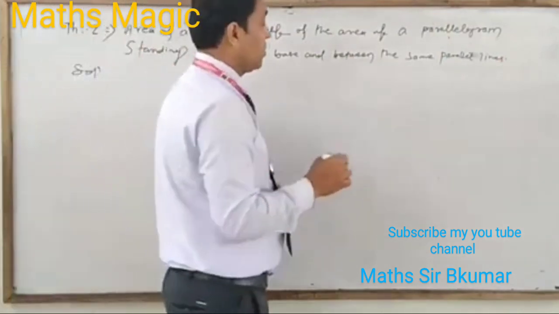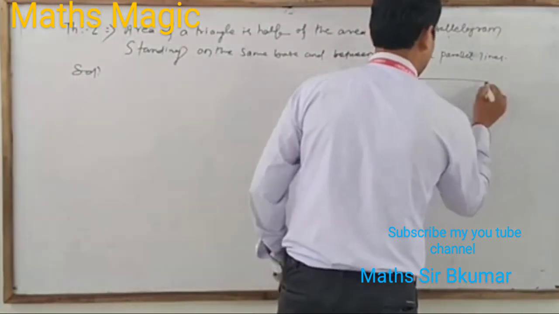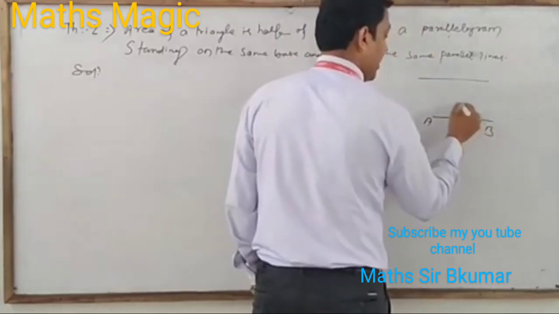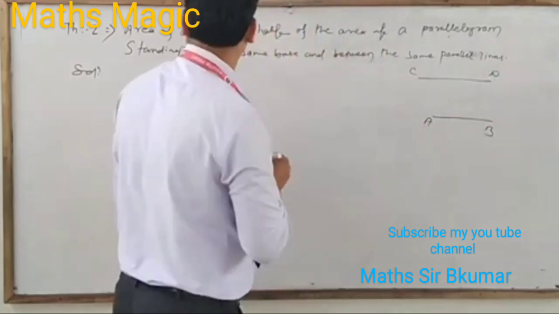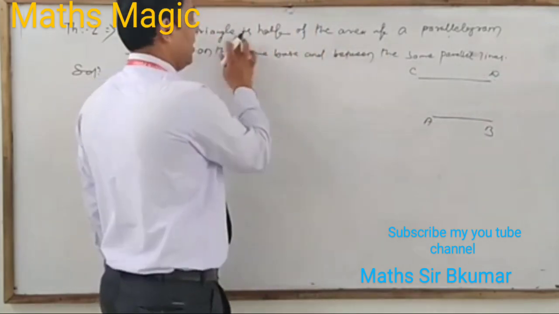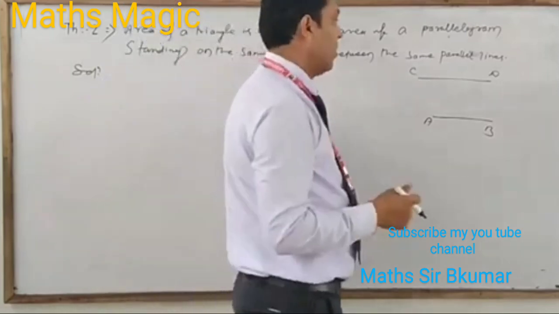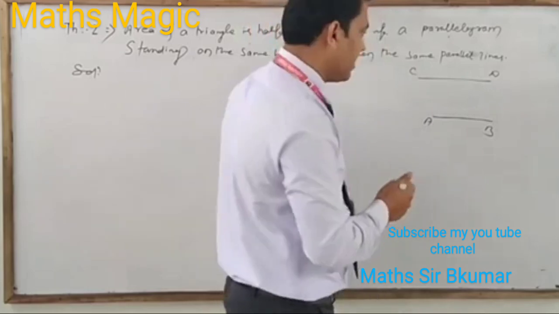First of all, we draw the figure according to the theorem. Line AB and CD are both parallel to each other, and the area of the triangle is half of the area of the parallelogram. So in the figure, we have denoted the triangle and parallelogram standing on the same base.